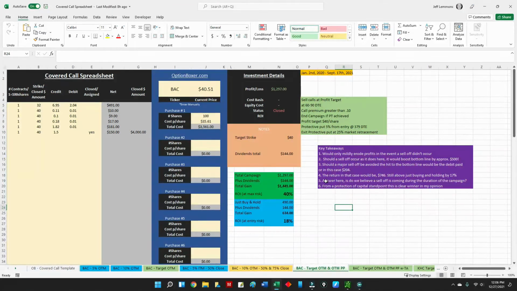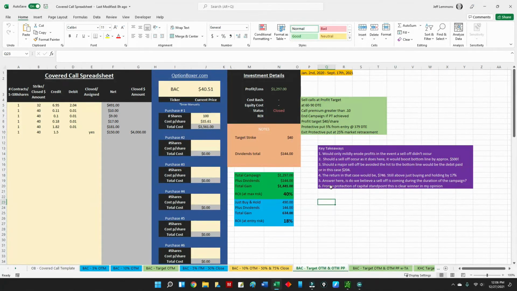The answer, I guess, here for this, if you wanted to utilize this strategy, or if you were considering this strategy, would be: do you expect, or do you suspect, a market sell-off will occur during the life of the campaign? And I think if you're anything like me, you always suspect the sell-off is going to occur. So it almost makes sense for me every time to use the protective put. But it's here for your consideration.